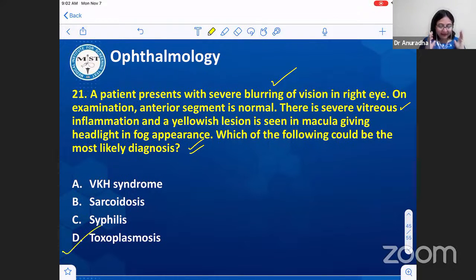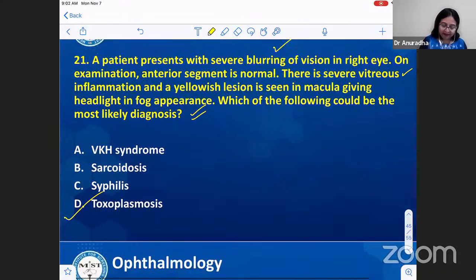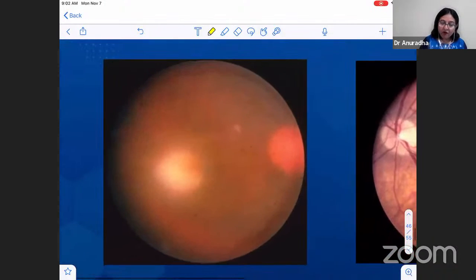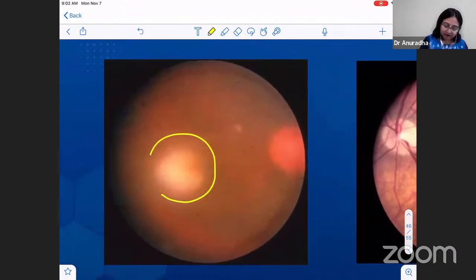Perfect. All of you are right. Toxoplasmosis. VKH, sarcoid, syphilis are not the diagnosis. The headlight and fog appearance due to a macular lesion, the retinitis patch in the macula, and severe vitreous inflammation is seen in toxoplasmosis. And this is how the headlight and fog appearance looks, beta. So this is the retinochoroiditis patch in the macula, and because of the vitreous inflammation, the view is very hazy. So that is why the headlight and fog appearance.